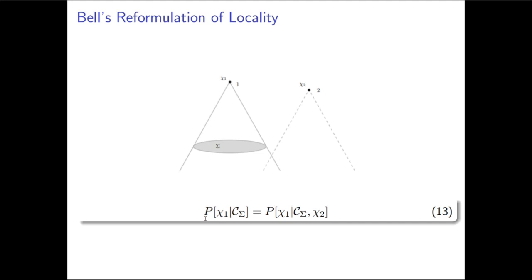So that's what I've expressed here. The probability of event one occurring, given a section sigma, is just the same as the probability of event one occurring given a section sigma and the probability of an event two occurring. So you'll notice that the probability of my first event has not really changed, and that's because it is a necessary condition that all of the information here is computed by this section of the light cone. Otherwise, this will not certainly hold.